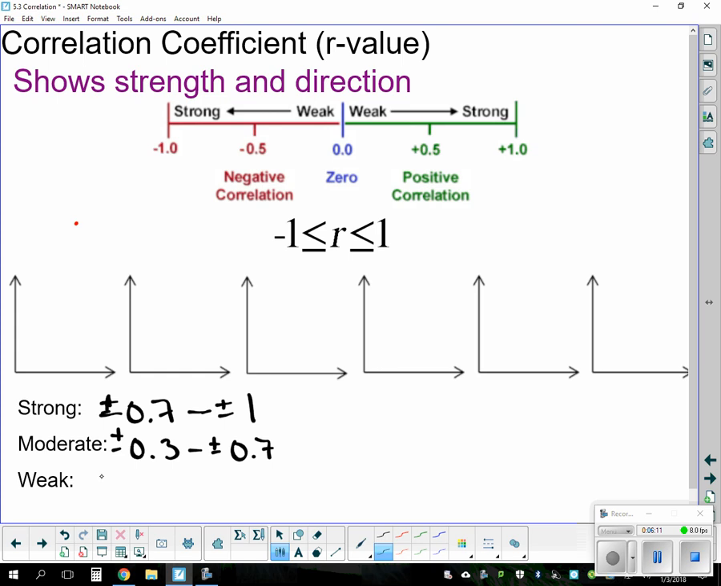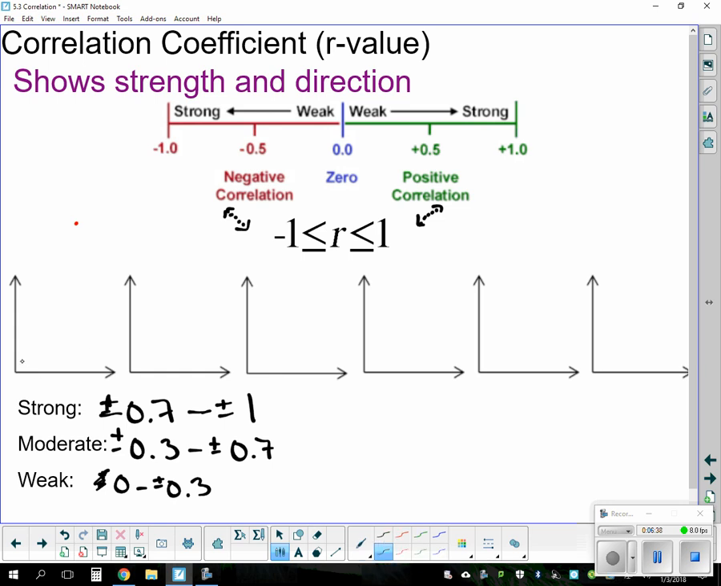And then it's going to be weak, 0 through plus or minus 0.3. The positive and the negative is just saying whether it has a positive slope or a negative slope. So that part doesn't affect whether it's strong or weak. That's just saying what type of slope it has.